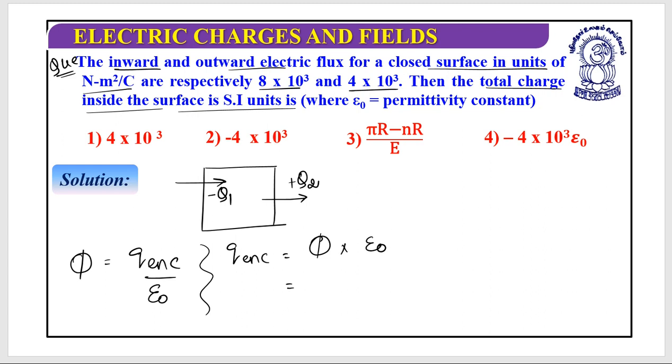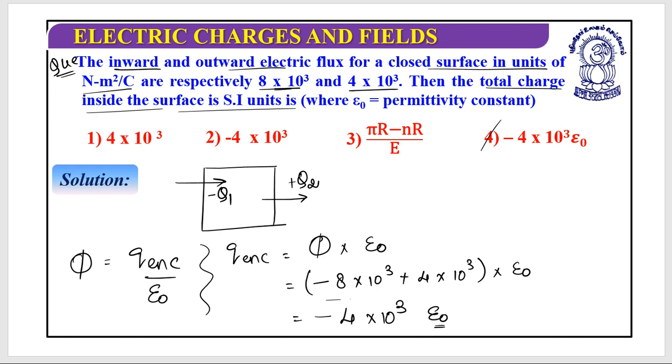Now there are certain things due to a positive charge and others due to a negative charge. So what I need to write is minus 8 into 10 to the power 3, because this is inward, and plus 4 into 10 to the power 3, multiplied by epsilon naught. So this is minus 8 plus 4, it is minus 4 into 10 to the power 3 into epsilon naught. This would be the answer.